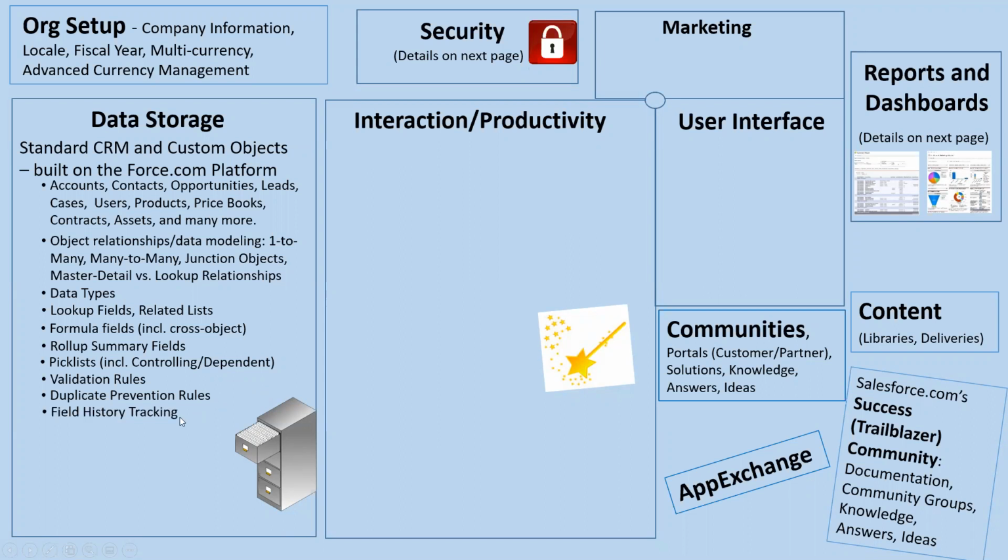Field history tracking. For each object, you can select up to 20 fields, and from the point that you set that up going forward, any changes that are made to those fields are recorded, and you can display it as a related list on the object. So it can show, for example, this user on this date changed this field. Here was the original value. Here's the new value.